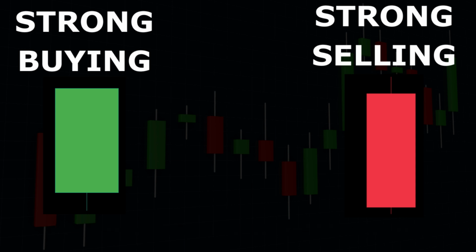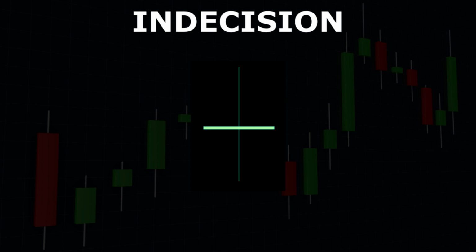And then we have those doji candles. This is where the opening and the closing price are pretty close. That means there's some indecision in the market or an equilibrium, right? Traders are just a little bit hesitant about taking bigger risk.